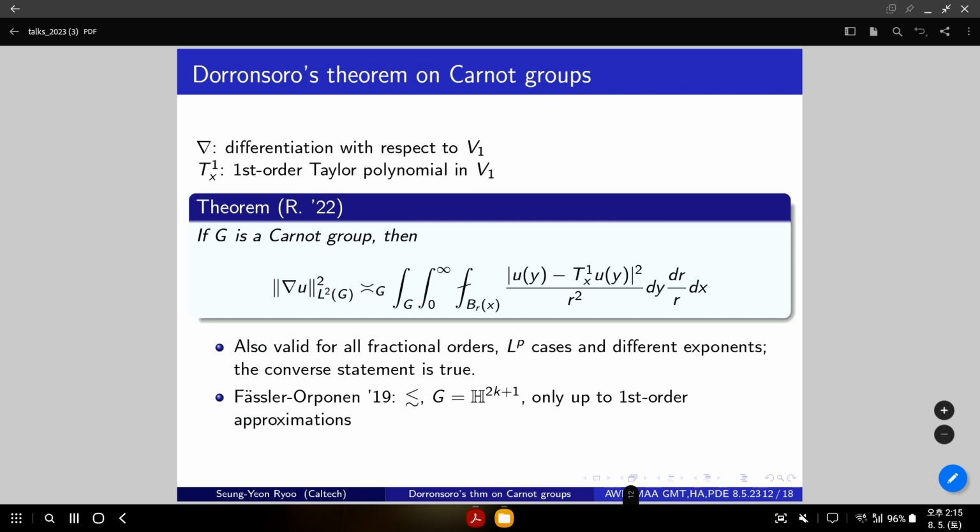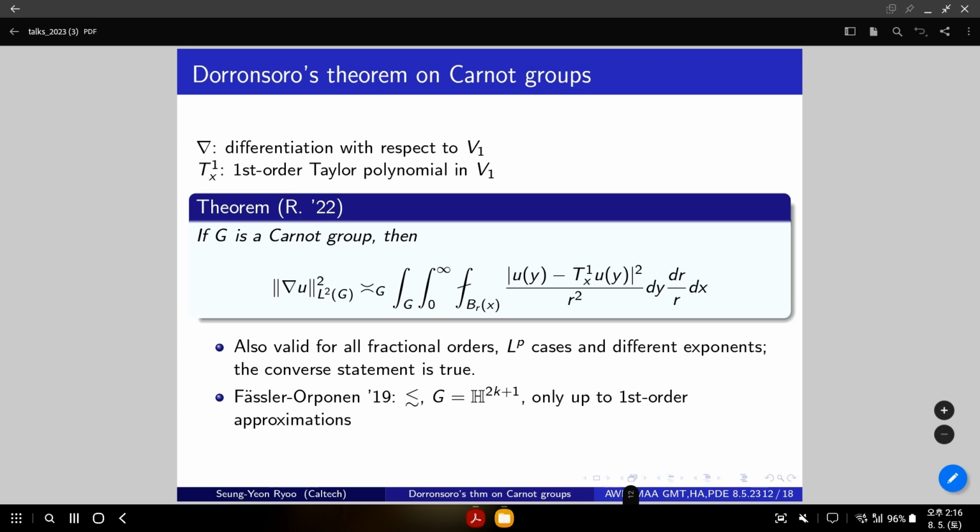And then the theorem that I am presenting today is that if you take the L2 norm of the gradient of a function u, then just as in the case of Rn, you get the same integral on the right-hand side. Namely, you can approximate a function u by its first order Taylor polynomial, and you can see that this expression is finite and is equivalent to the left-hand side.